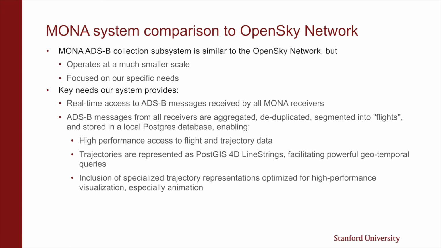data, ADS-B messages from all receivers are aggregated, deduplicated, segmented into flights, and stored in a local Postgres database, which enables high-performance access to flight and trajectory data. Trajectories can be represented as PostGIS 4D line strings, which facilitates powerful geotemporal queries. We also include specialized trajectory representations that are optimized for high-performance visualization, particularly animation.